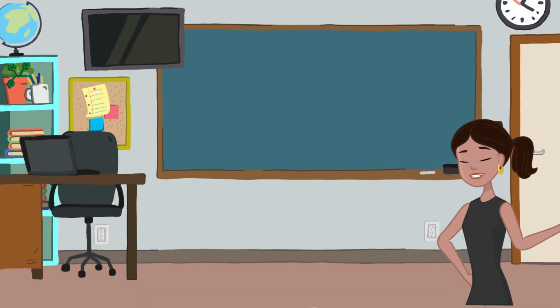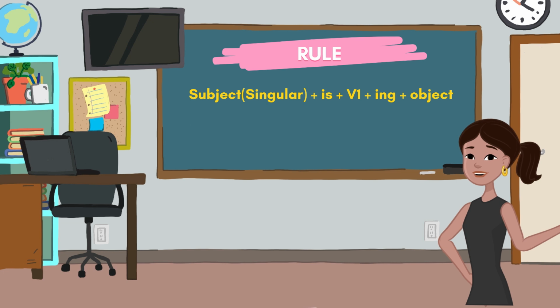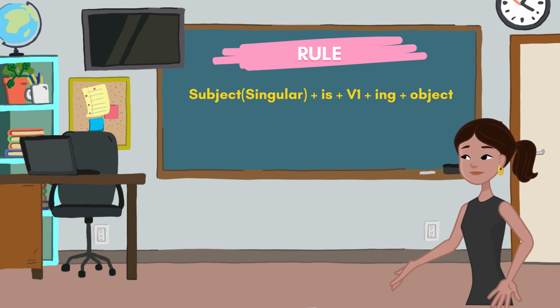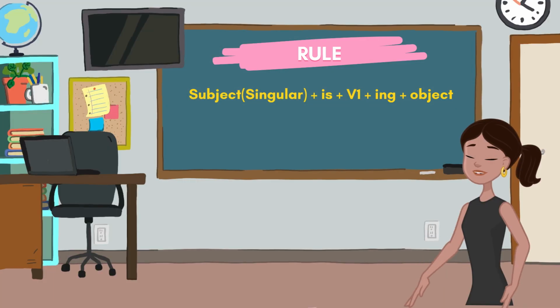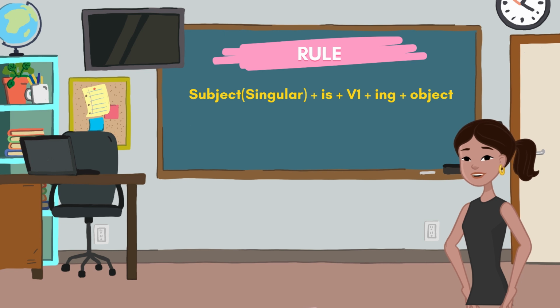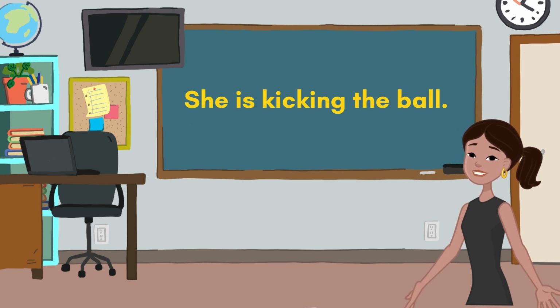Now, let's talk about the rule. If the subject is singular, the sentence will be formed as subject plus is plus first form of the verb plus ing and your object. For example, she is kicking the ball.